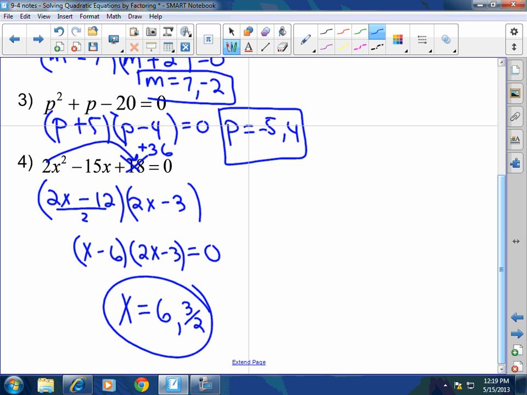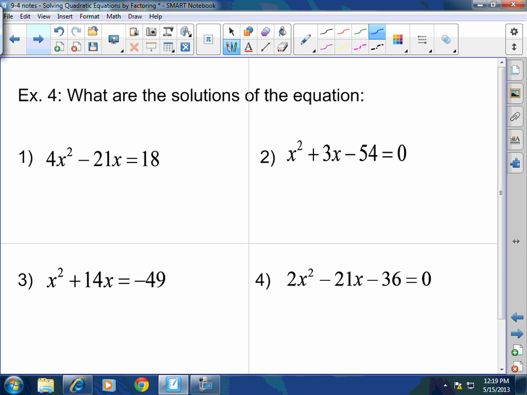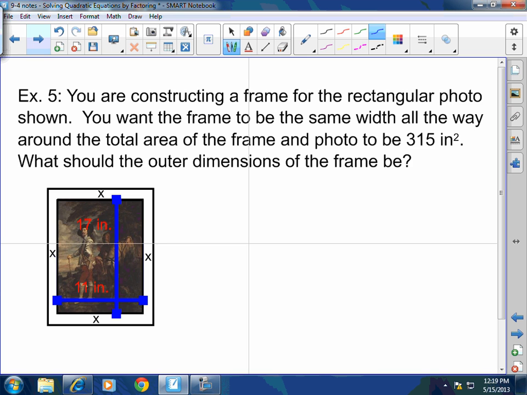Actually, 2 more pages. You ready? Because I got to fly. Okay. Now, I have one more after that.